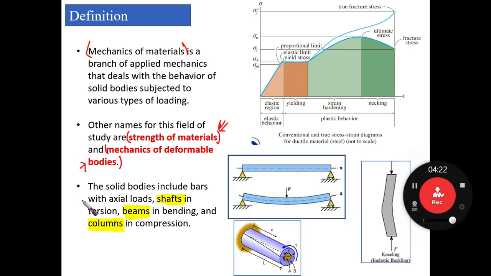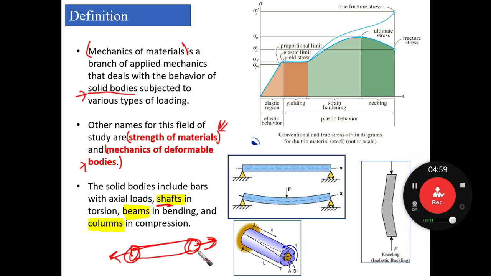And after that, what is the type of solid bodies that we have mentioned here? So the solid bodies include bars with axial loads. So we are going to have bars, for example, under axial load, with tension or compression. So this is something similar to some of the solid bodies that are going to experience some stresses related to the axial forces.